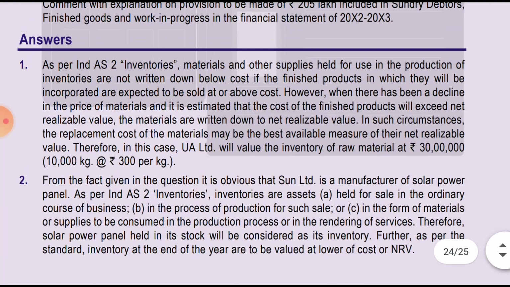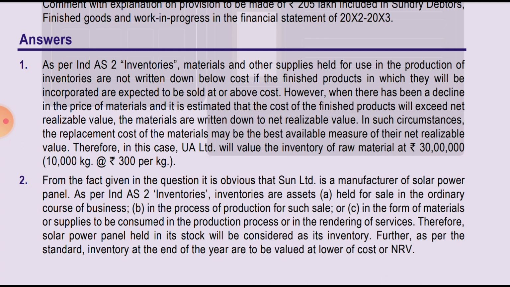As per Ind AS 2, inventory has to be calculated at cost or net realizable value, whichever is lower. So cost was 400, net realizable value was 300, whichever is lower, so 300. As per Ind AS 2, materials and other supplies held for use in the production of inventories are not written down below the cost if the finished products in which they will be incorporated are expected to be sold at or above the cost.